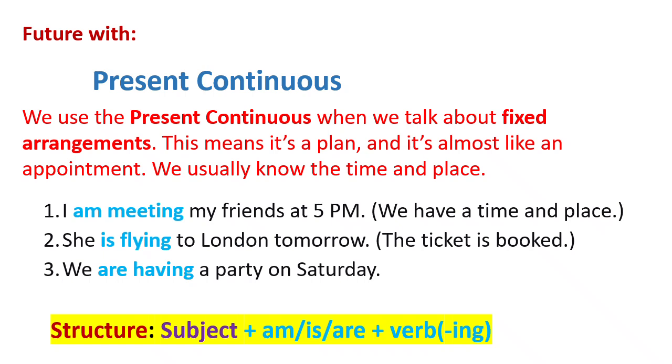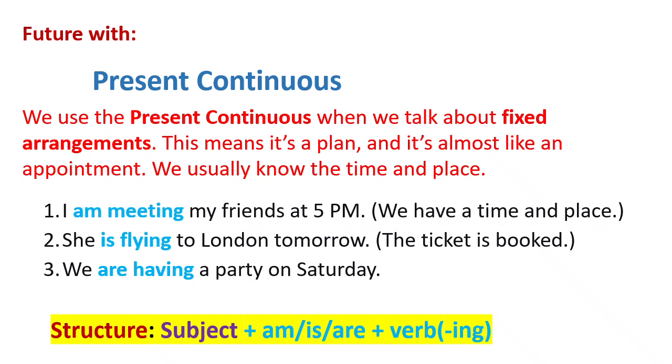Something is very interesting. Let me show you that if we remove the time, then it is no more future. It will become simple present continuous, which tells us about the action right now. For example, if I remove the time, it becomes I'm meeting my friends. What does it show? Right now. So it is no more future. Therefore, time is very, very important in present continuous, right?